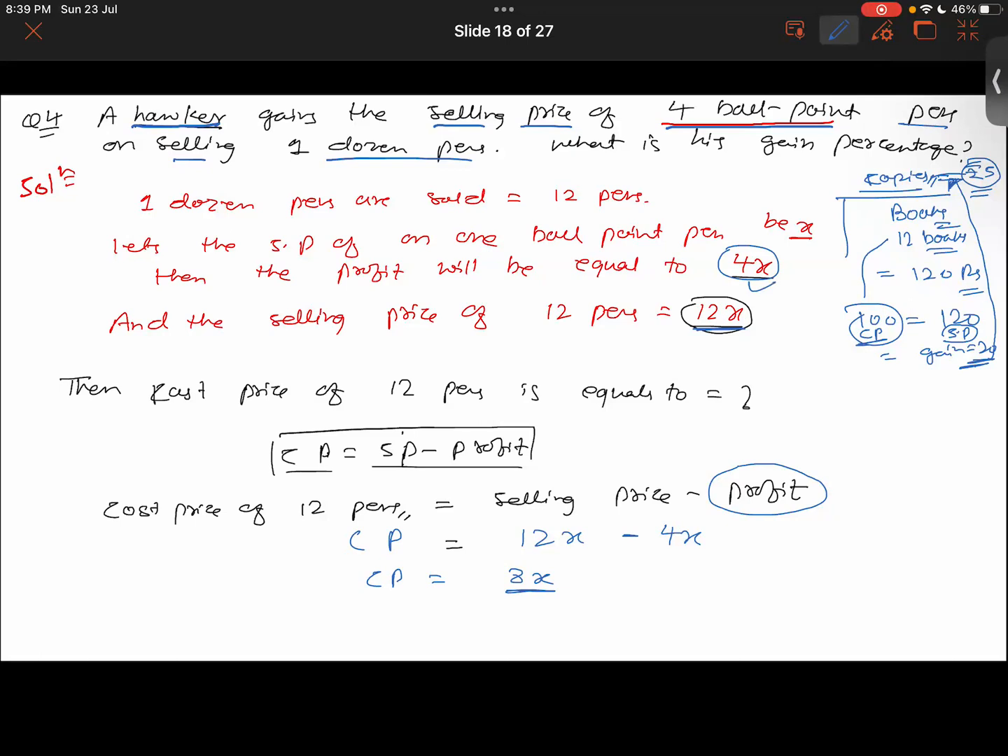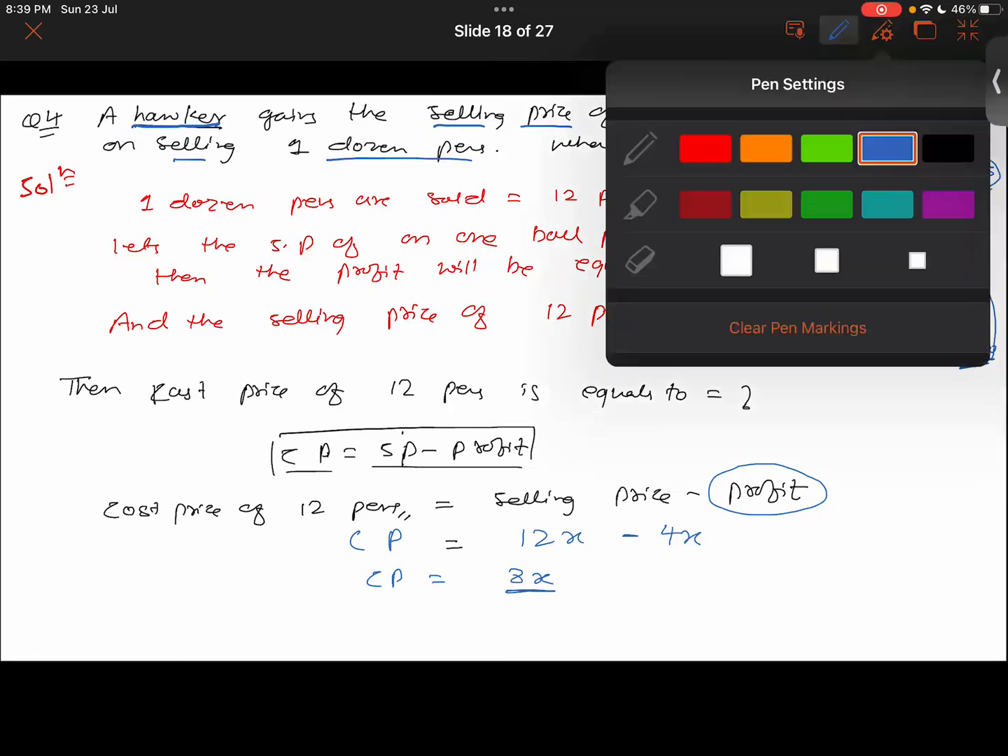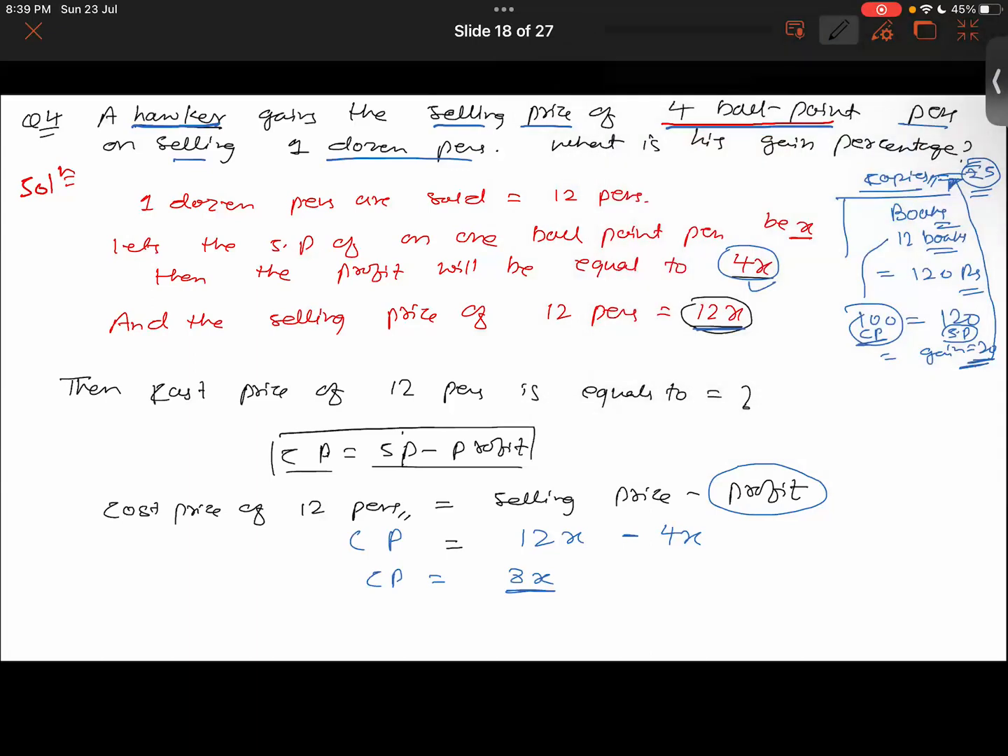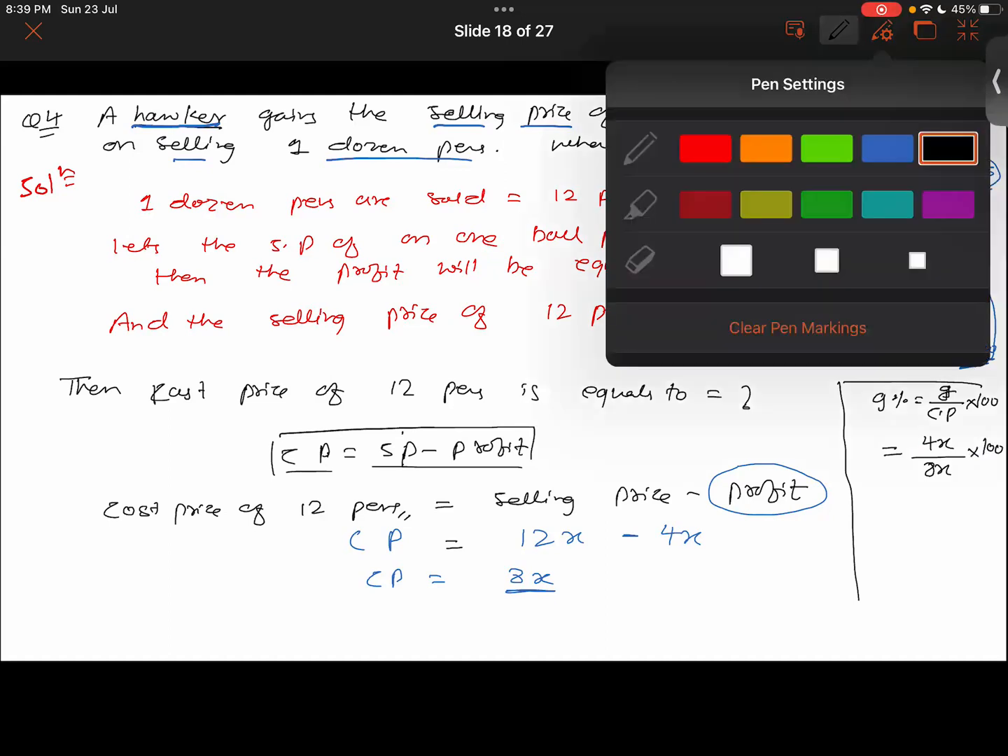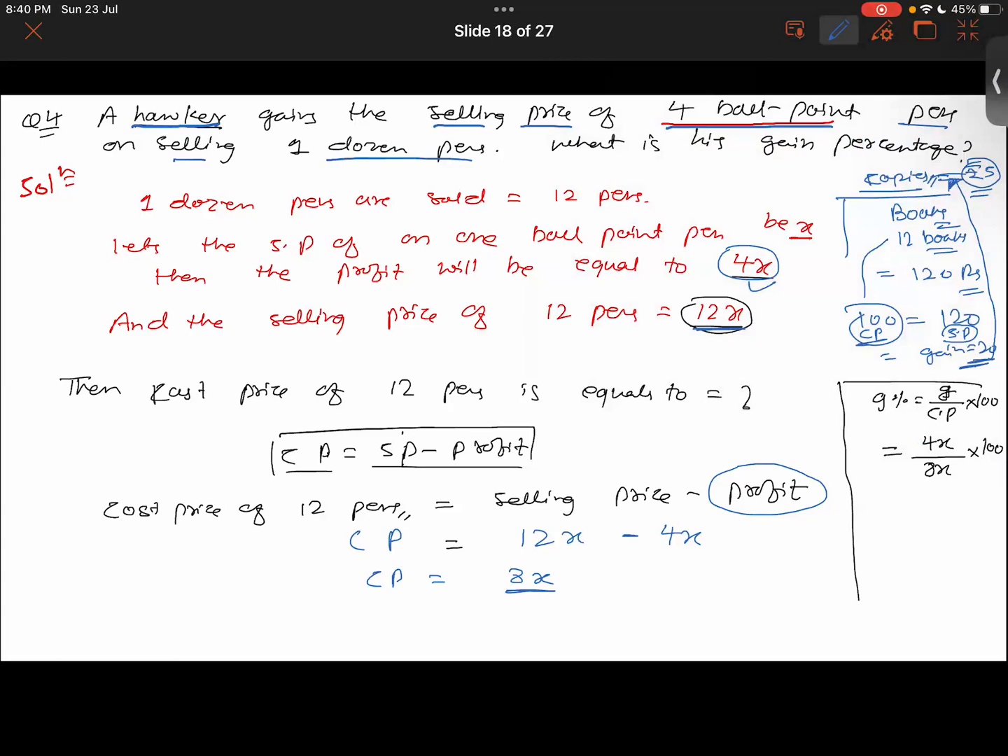Now can we not calculate the gain percent here? That is pretty simple. So gain percent equals gain or profit upon cost price multiplied by 100, and we are provided with both of them, so that can be calculated easily. So gain is how much, Ahmed? It was 4x. And cost price we calculated it to be, Arhan? 8x. Good. Now calculate this one, 4x upon 8x multiplied by 100.